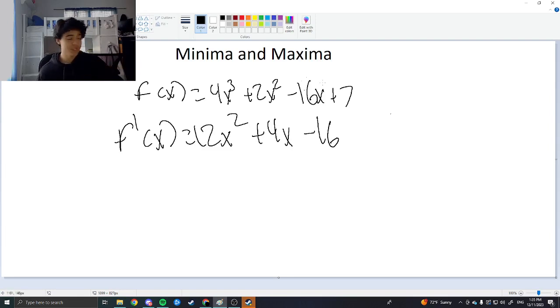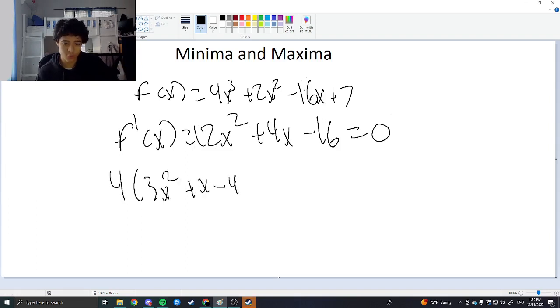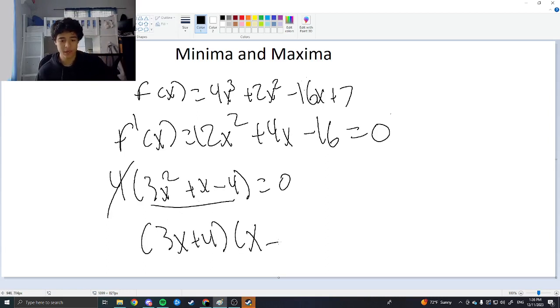And then you have to set this equal to 0, right? So this is a lot easier if we factor it. We'll factor out a 4 first. We'll get 3x squared plus x minus 4 equals 0. We could divide both sides by 4, so this 4 will go away. And then we have to factor the inside of this. If you factor this, you'll end up with 3x plus 4 and x minus 1. So you'll be left with the critical points of x equals 1 and x equals negative 4 over 3.